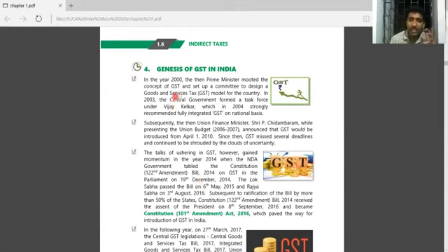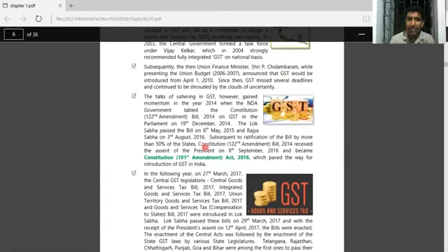So we can see in the year 2000, they started planning about this GST. In 2003, they formed a task force for studying about this GST. And subsequently, P. Chidambaram in 2006-07 announced that GST will be introduced from 1st April. But that didn't happen. Then again, in 2014, the new government came.